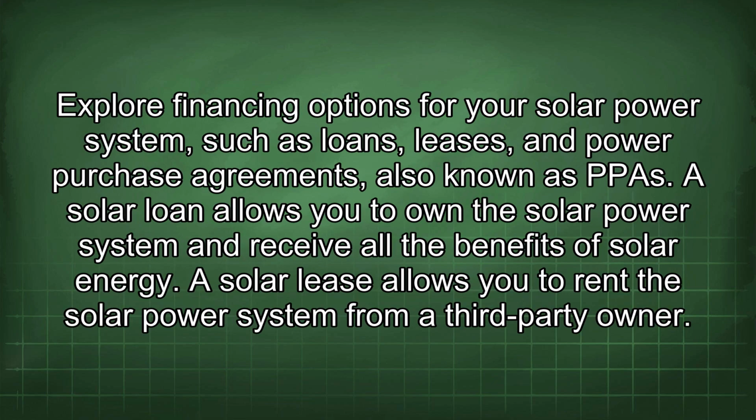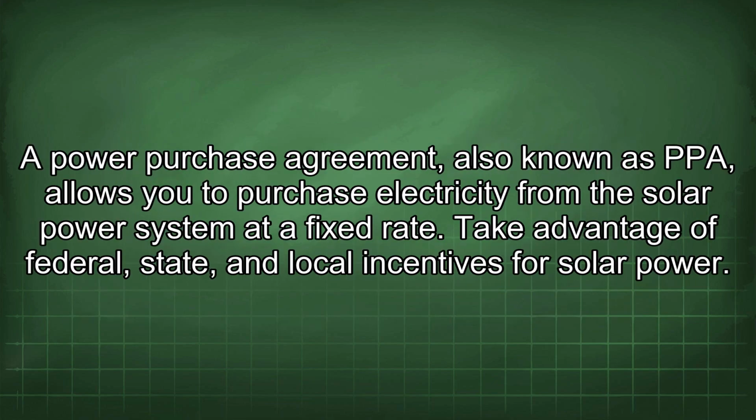Explore financing options for your solar power system, such as loans, leases, and power purchase agreements, also known as PPA. A solar loan allows you to own the solar power system and receive all the benefits of solar energy. A solar lease allows you to rent the solar power system from a third-party owner. A power purchase agreement, also known as PPA, allows you to purchase electricity from the solar power system at a fixed rate.